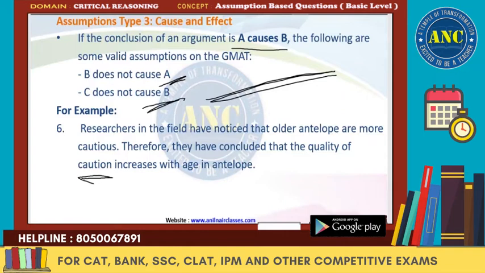But when you are trying to consider C does not cause B, what do we have to do? We have to assume that there is nothing else that caused more caution in older antelope. We can say here, for example, that all older or only older antelopes were injected with a caution increasing drug just a day prior to the research. Then the real reason will be the injection, not old age, right? Hence the assumption will be, in this case, that the injection was not responsible for the increased caution.